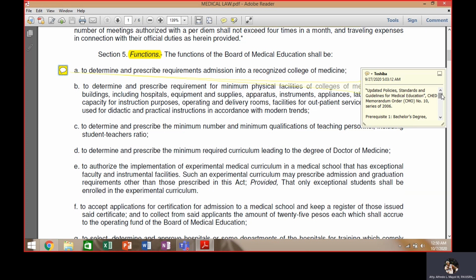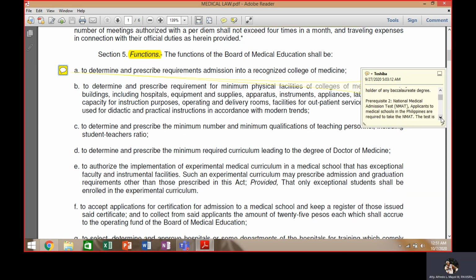So this is the updated policies, standards, and guidelines for medical education from CHED. Memorandum Order number 10, series of 2006. Okay? So if you want to enroll in a college of medicine, one prerequisite is having a bachelor's degree. Students seeking admission to the medical education program must be a holder of any baccalaureate degree, okay, a 4-year course.